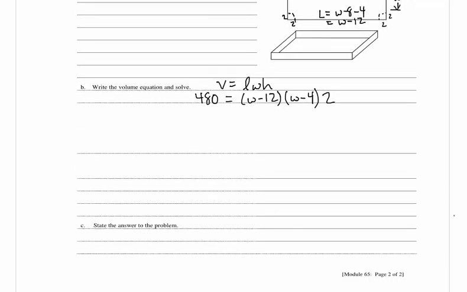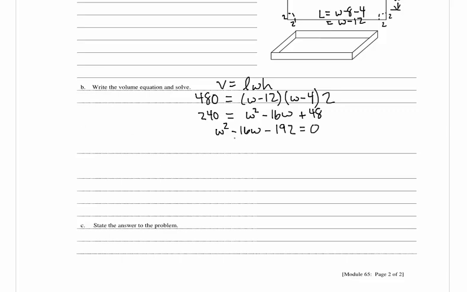So the first thing that I'm going to do is divide both sides by 2, and then I'm going to multiply my two binomials together. So I have 480 divided by 2 is 240, is equal to W squared minus 16W plus 48. And since we have a quadratic, I'm going to get it in a form so that I can use the quadratic equation. So I'm going to subtract 240 from both sides, and I get W squared minus 16W minus 192 is equal to 0.